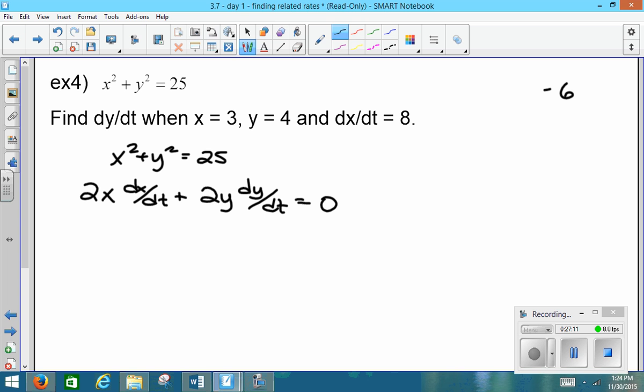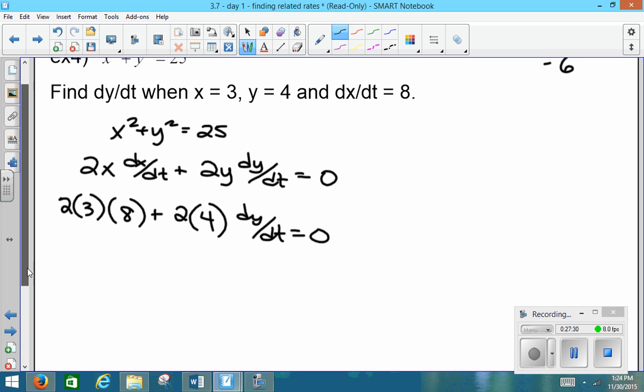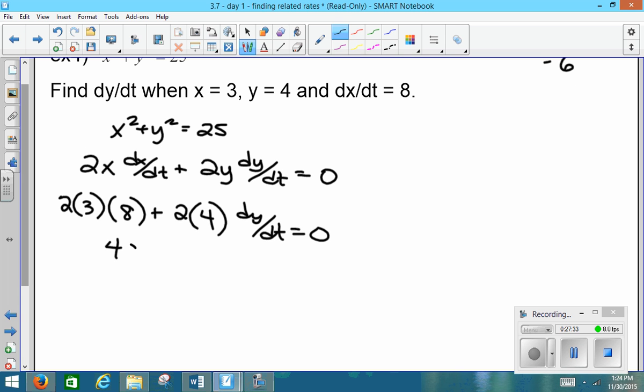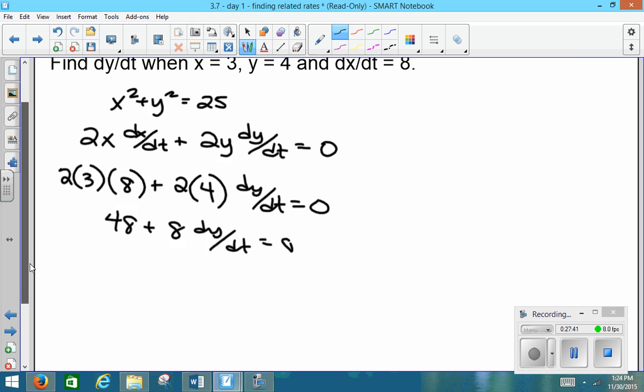Very good. I'm impressed. What do we do now? Plug that in. 2 times 3. dx/dt is 8. 2 times 4. Good Lord, this might be the easiest one we've done. 16 and 3 is 48. 6 and 8 is 48. 8 dy/dt. That's supposed to be a 0. Sorry. What now?